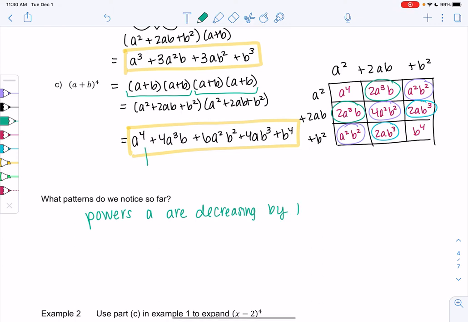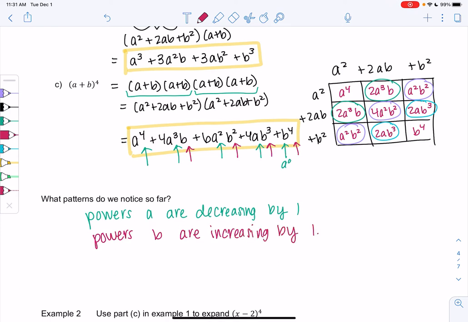And what do I mean by that? We have a to the fourth, a cubed, a squared, a to the 1, and then this would technically be a to the 0. And then I notice at the same time the b's are going up by 1. So b is at 1, b squared, b cubed, b to the 4th. Do you notice anything else about the powers?